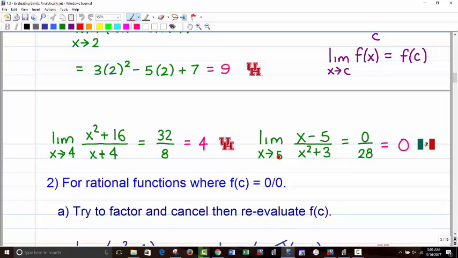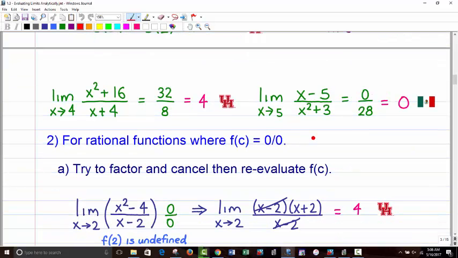Now how about this next one? You plug in 5. Remember, it's okay to have 0 in the numerator as long as you don't have 0 in the denominator. That's when you run into trouble. But 0 in the numerator is no problem, because 0 divided by 28 is just 0. So that limit would actually equal 0. So that's the first thing. You plug it in, you get an answer, you're done. That means the limit will equal the function value, the problem's over.